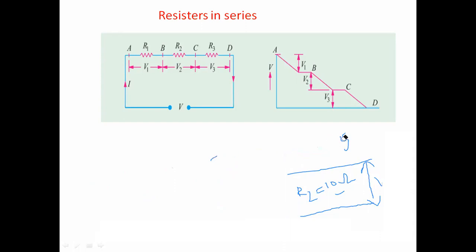Similarly, we have resistors connected in parallel. Now this is the series, where one terminal of an element is connected to another terminal in series. Next we will see resistors in parallel.